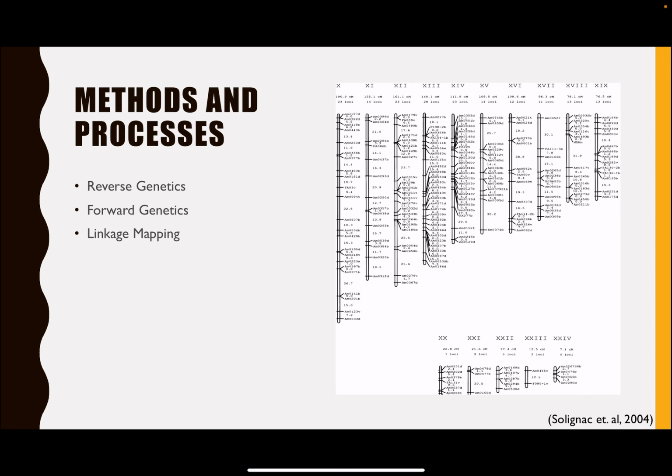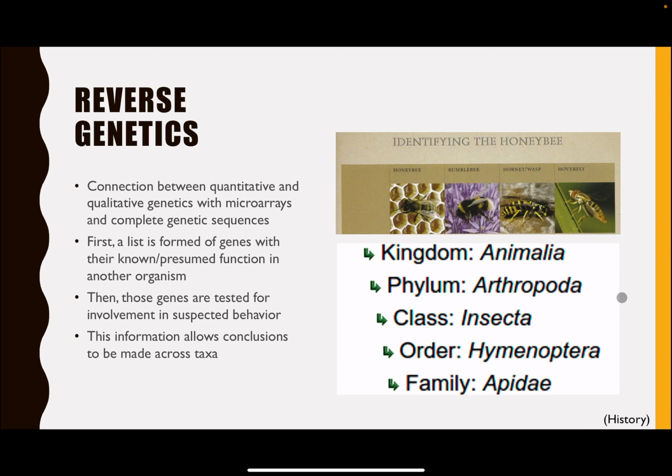So the methods and processes that are used commonly are reverse genetics, forward genetics, and linkage mapping. This is a super complex version of a linkage map. Reverse genetics is basically just a connection between the qualitative and the quantitative genetics. This is done through microarrays and needing a complete genetic sequence. So without the complete genetic sequence, this is impossible.